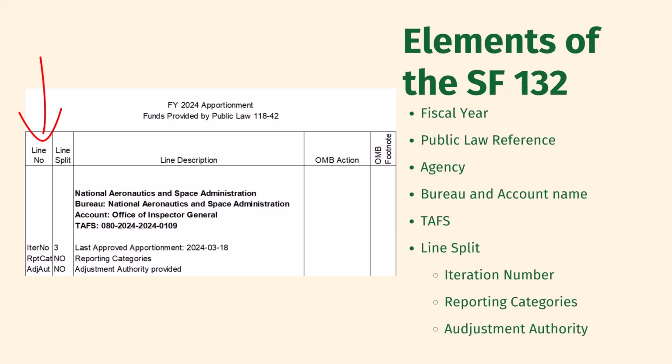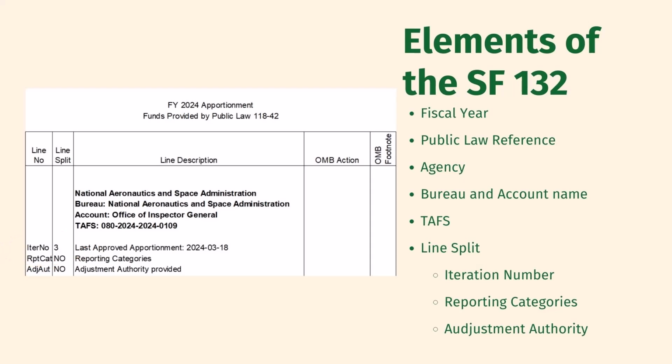This standardization helps you connect information between the SF-132 and other budget reports like the SF-133. Line splits provide additional detail about specific lines using standardized codes. For example, when you see 3 in the line split for iteration number, this tells you this is the 3rd version of the apportionment for this account. Agencies start with iteration 1 for their first apportionment request of the fiscal year, then number subsequent versions sequentially. This helps track how many times the apportionment has been modified.